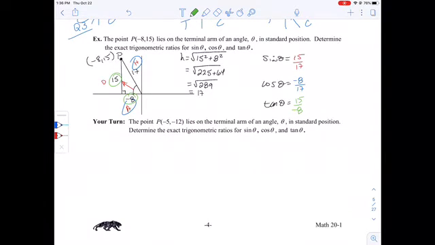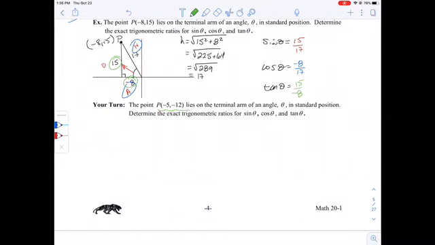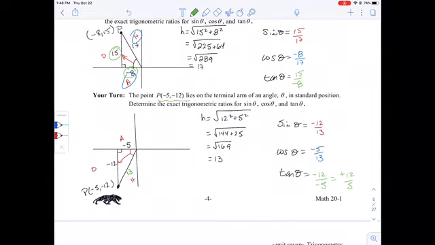So if you would like to pause the video and try to find the ratios for this next picture, draw a little picture and find those ratios. Okay, so if we draw the picture and then calculate the hypotenuse, we get 13. The reason the hypotenuse is always positive is because it's simply the length of that terminal arm. So when we find our ratios, the sine is -12 over 13, cosine is -5 over 13, and tan is -12 over -5, the opposite over the adjacent, which turns out to be +12 over 5.